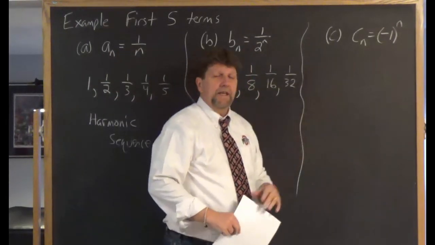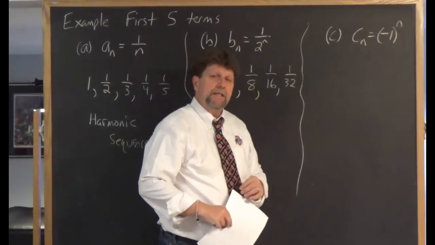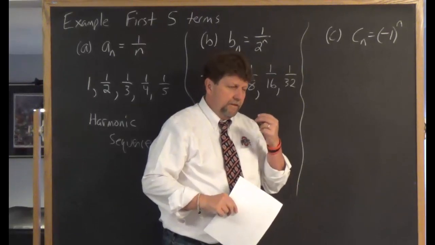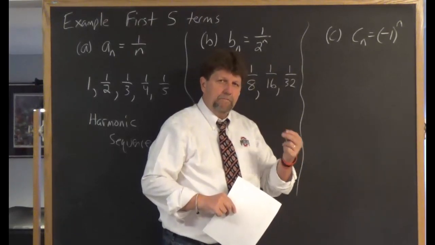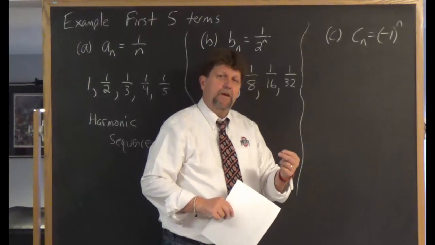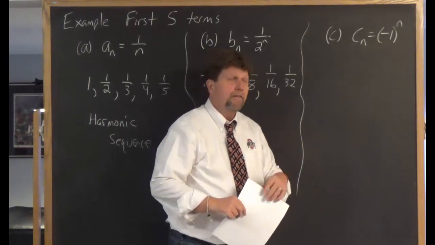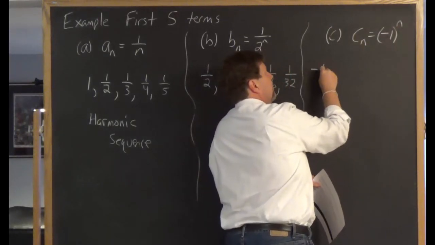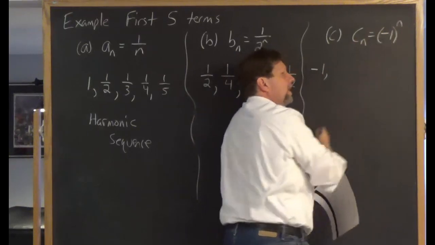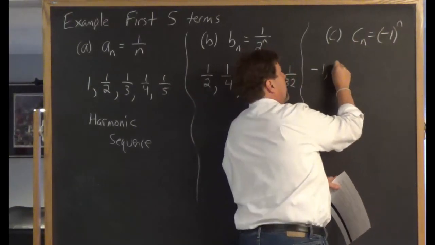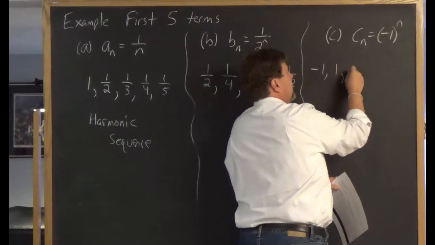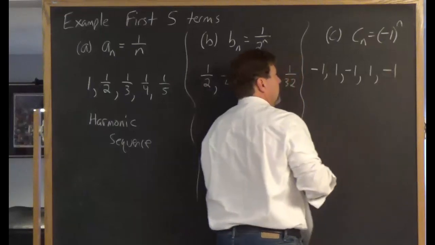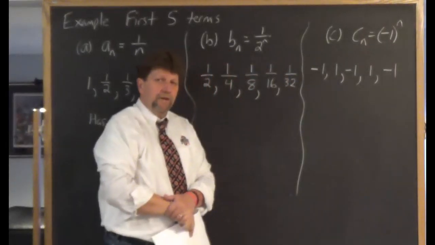All right, let's move to C. The sequence is given by c sub n equals the quantity negative 1 to the n. Same concept. Domain, positive integers. So we're looking at n values of 1, 2, 3, 4, and 5. When 1 goes in for n, well, negative 1 to the first power is negative 1. When 2 goes in for the n, well, negative 1 squared is 1. When 3 goes in, you get a negative 1. 4 gives you a 1. 5 gives you a negative 1. So those would be the first 5 terms.